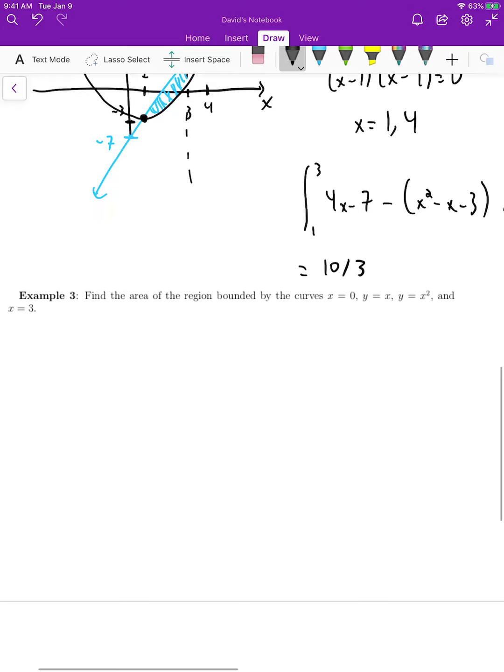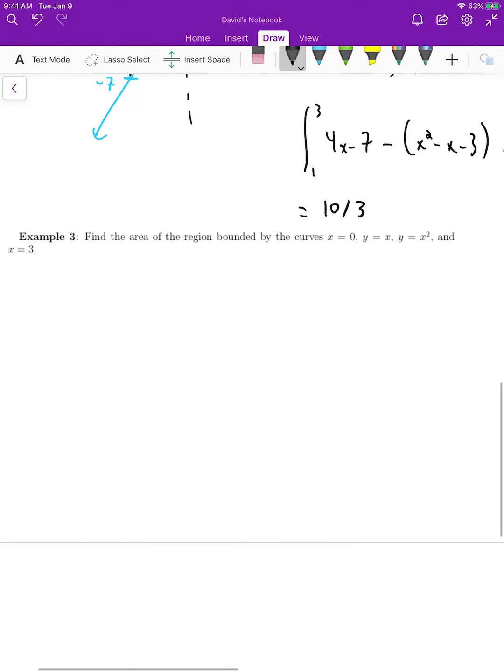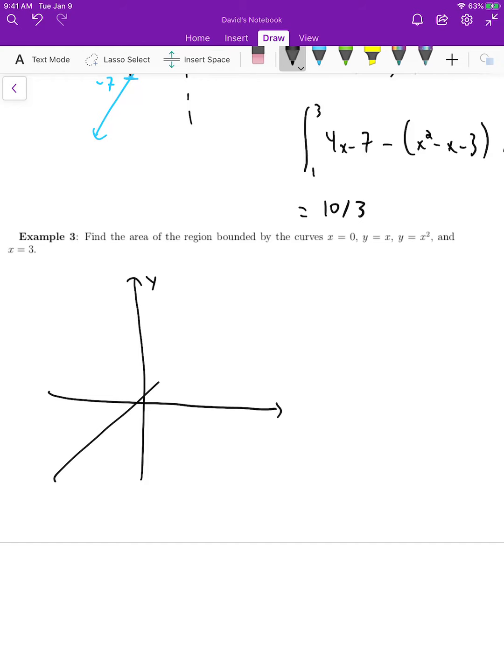Okay, so let's do the last one here. The region bounded by the curves x equals 0, y equals x, y equals x squared, and x equals 3. It appears that I remembered to include my other vertical x line on this one, so that's good. Okay, so we've already thought about y equals x and y equals x squared. So we just draw them again. So here's y equals x, like that.